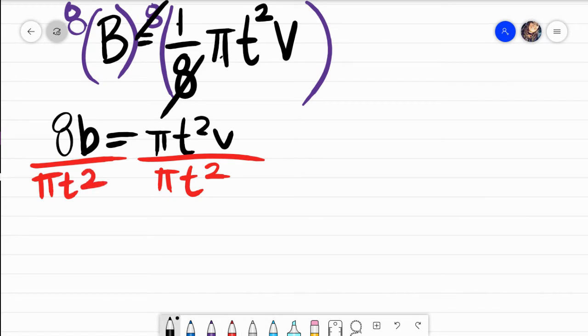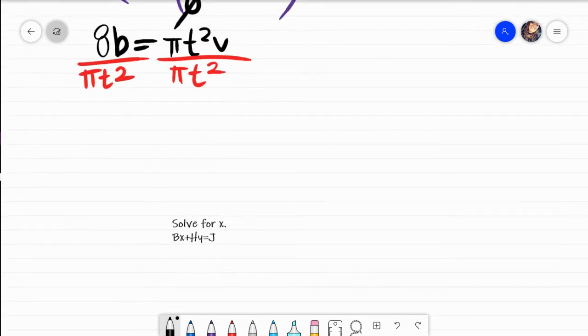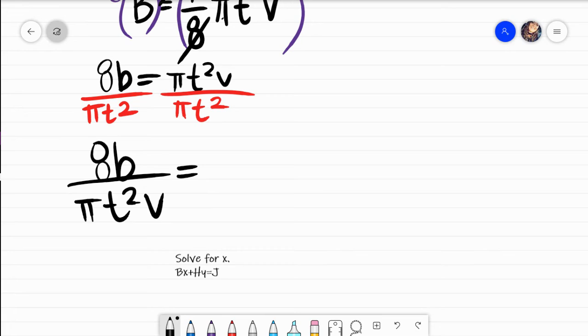Nothing on the left-hand side can cancel. So this means that my answer, let me just write this. My answer on the left-hand side is 8b over pi t squared. v equals, pi's canceled, t squared's canceled. All I get left is v. And I apologize for saying that. It's just pi t squared. There's not a v on the left-hand side, y'all.